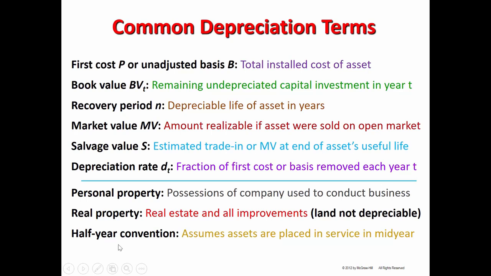And finally, one last term to be aware of is the half-year convention. In the third method that you're going to learn today, the modified accelerated cost recovery system, where you're just given the tables and you're supposed to use the provided fractions to calculate the depreciation, you'll notice that in the first year and in the last year, you only get credit for half a year of depreciation. So the half-year convention is that it's assumed your equipment is put into service in the middle of the year, regardless of when you buy it.